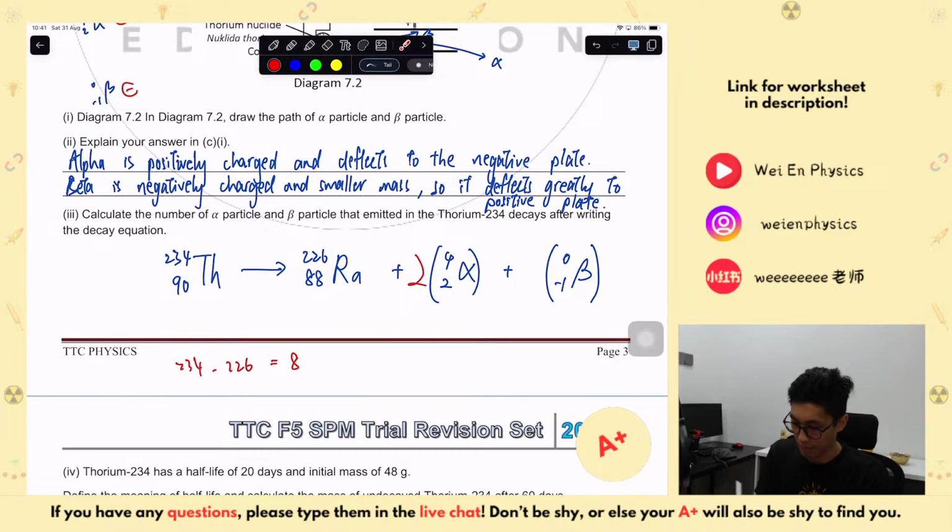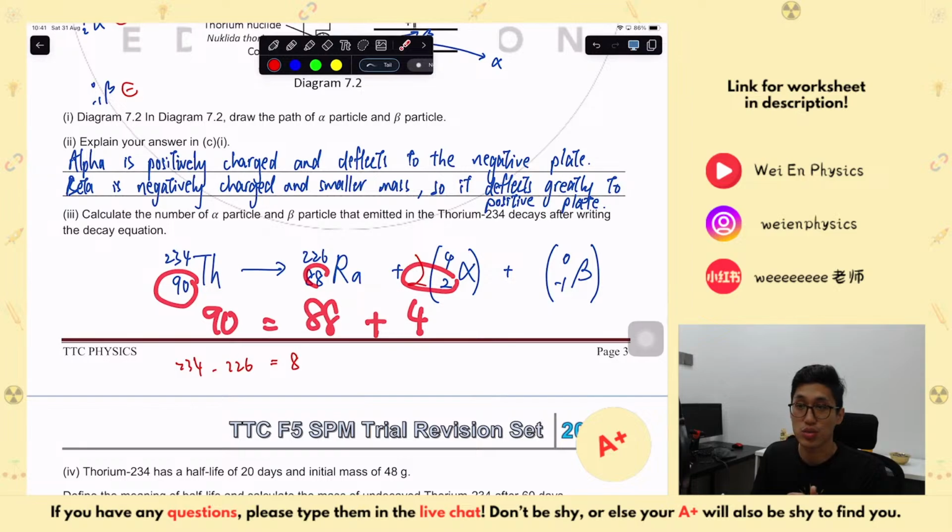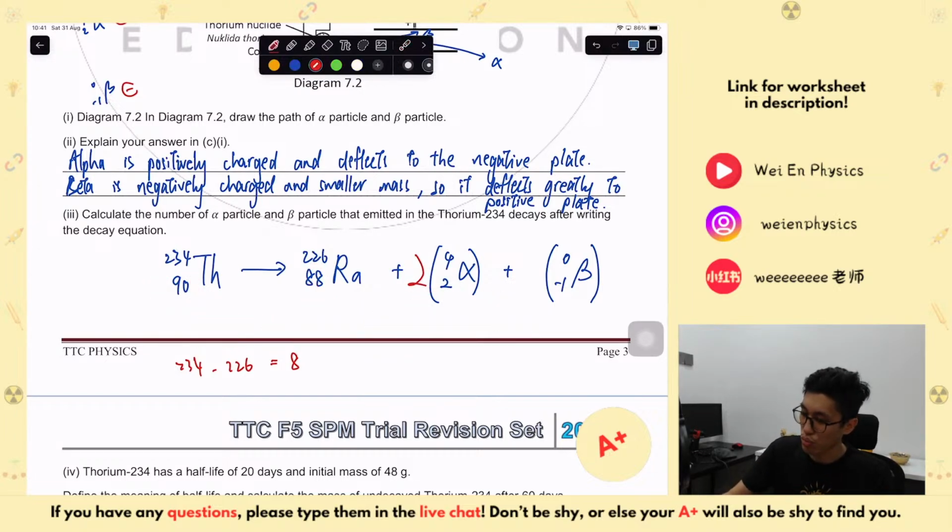Okay, now you look at the bottom. 90 is equal to 88 plus 2 times 2, which is 4. But 88 plus 4 is what? 88 plus 4 is 92 already. 92. So you still have to do what? You still have to minus 2. Only then can you balance both sides. Yeah, you must get both sides to the same number. So minus 2 means I need to release 2 beta, because this is 2 times -1.